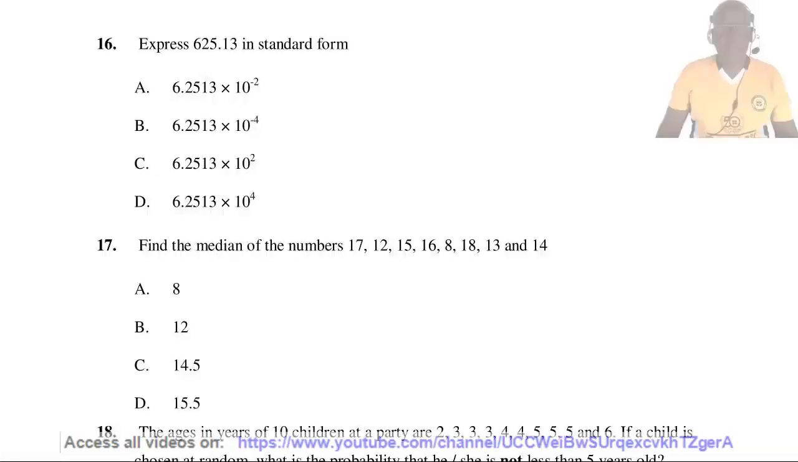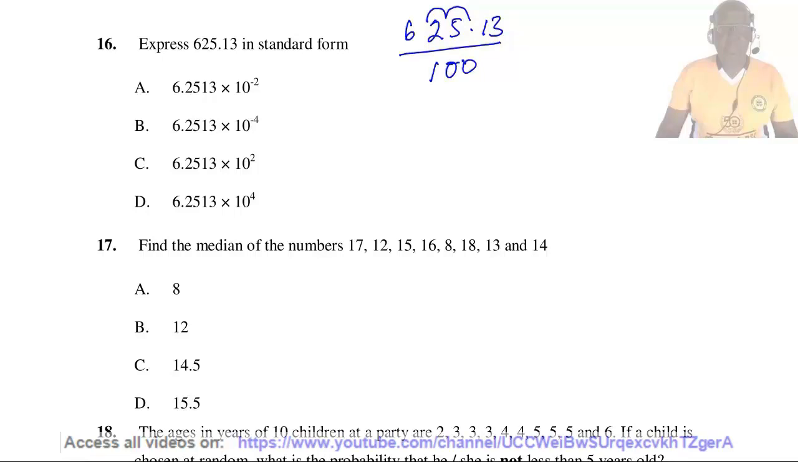In 16, express 625.13 in standard form. We are to express 625.13 in the standard form. In the standard form, there should be only one digit to the left of the decimal point. To obtain that from this figure, we shall shift the decimal point 2 places to the left. This is equivalent to dividing this figure by 1 with 2 zeros, that is 100.